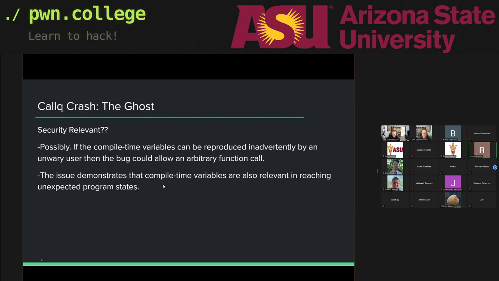The issue also demonstrated to us that the variables of your system and your system setup at compile time are relevant if you're trying to figure out what the actual program state is. So besides just the inputs to the binary itself, the way that the binary is compiled is another factor that you have to take into consideration when you are triaging and statically analyzing and trying to figure out what bugs are relevant and what their root cause is.